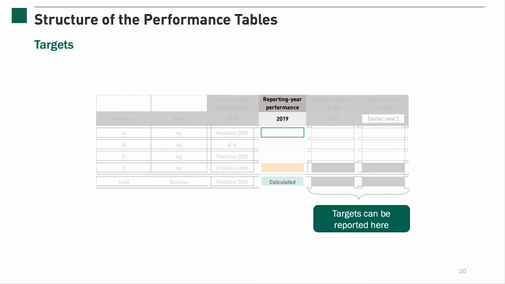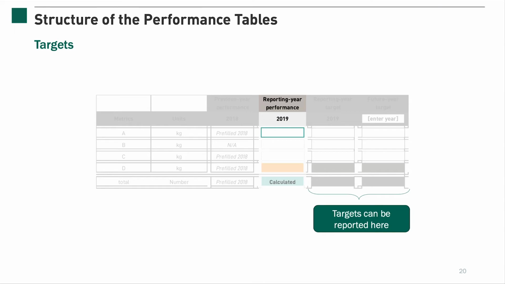Two types of targets can be reported: reporting year targets and future year targets. Targets are not calculated automatically by the portal. Reporting year targets are any targets that were set for the reporting year. They can be interpolated from a future year target. It is not mandatory to provide reporting year targets, but the reporting year target for the scored metric will be scored for completion.